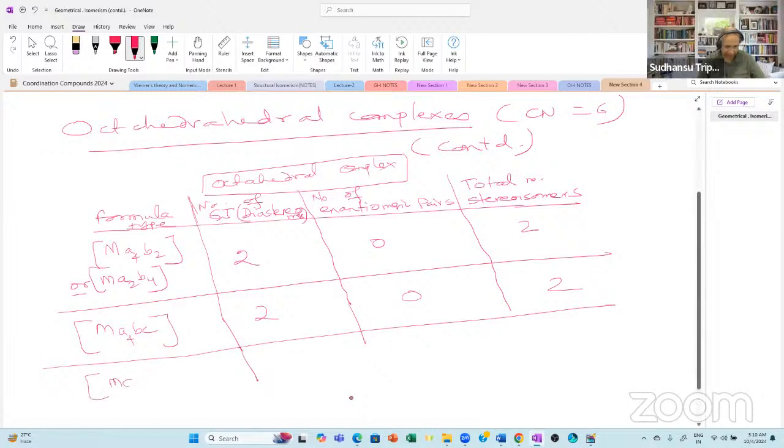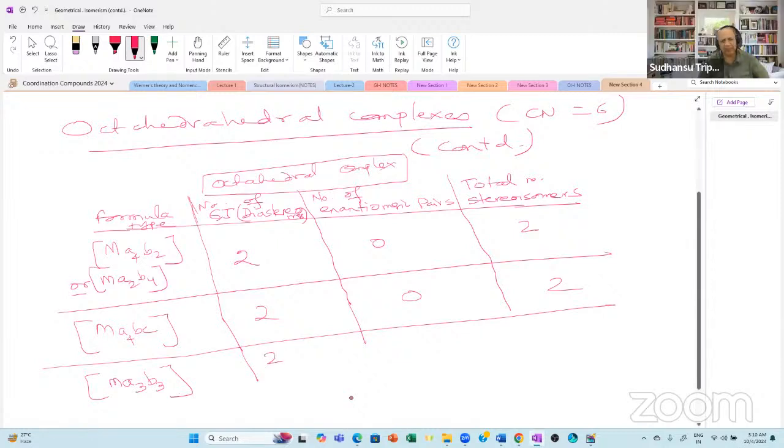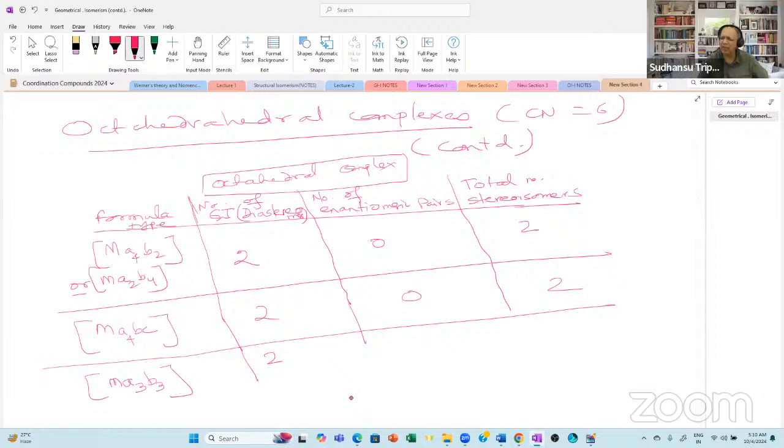Then M A3 B3. Tell me. Two. Zero. What is the name? Many people call it axial and meridional, or say the same cis and trans, but okay, we will not dishonor them, let them say so. But we say fac and mer. We will only write the cases where we are supposed to say fac and mer, facial and meridional. Otherwise, cis and trans.